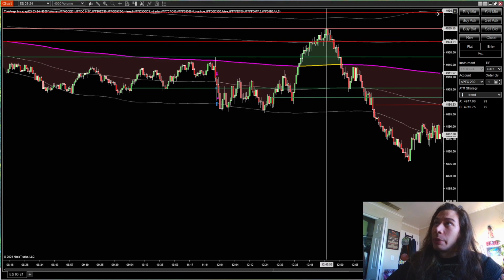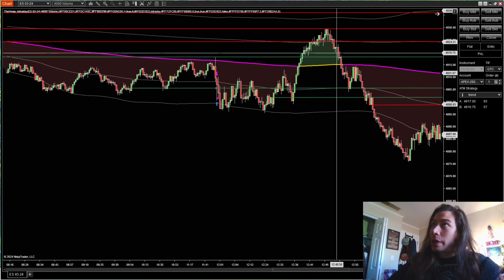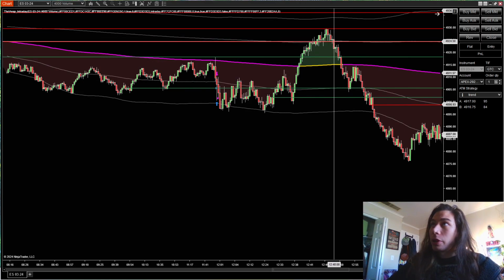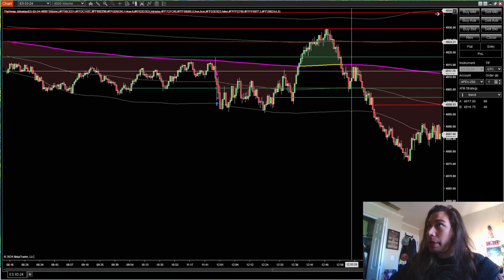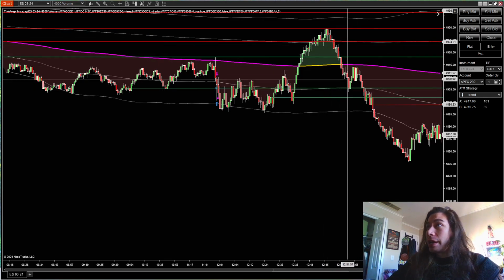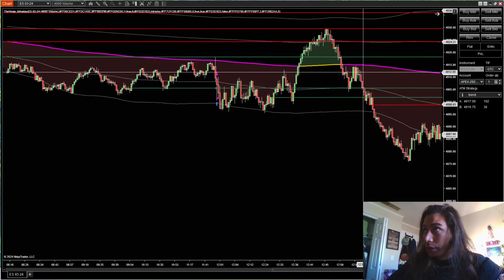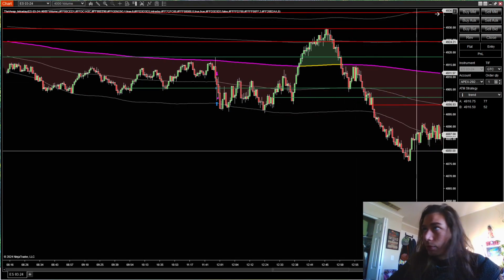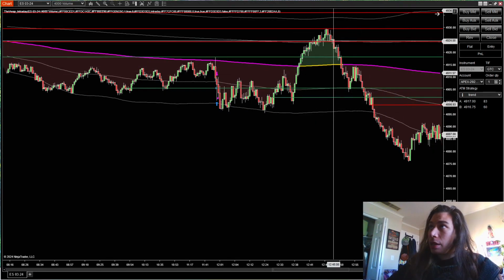So you could set a limit order here. You could wait till it breaks under here. You could just market order sell here, expecting it to come down. You just have to write it down. You take profit here. We got a reaction under VWAP.